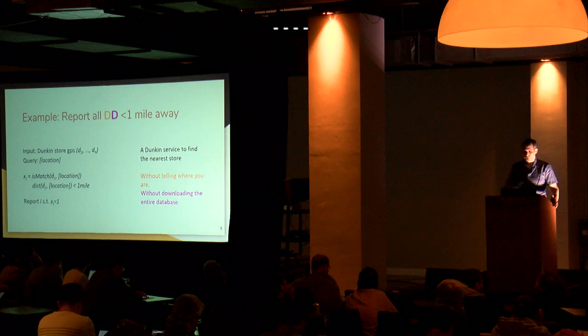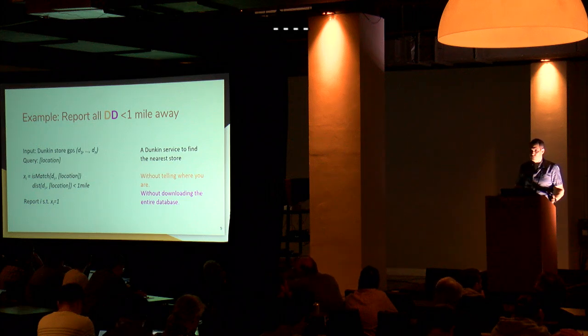So in this example, the input is going to be the location of all the Dunkin' Donuts restaurants in the world. That is going to be D1 to Dn. Each Di is the location given as a pair of GPS coordinates. We will also have a query, which is our location, encrypted. So Dunkin' Donuts does not know where we are. It is kept encrypted during the entire protocol.